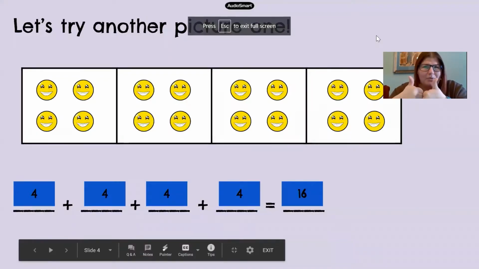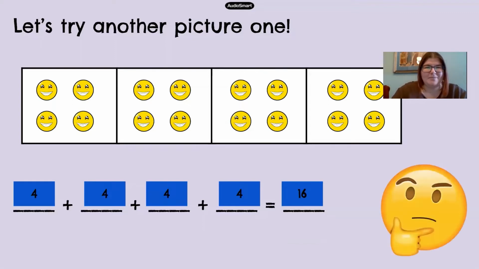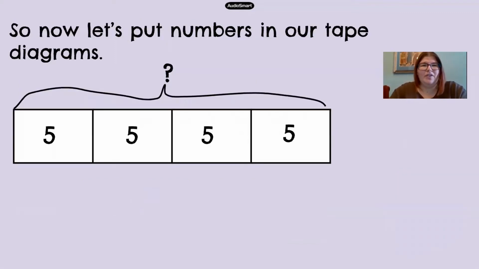So I feel like we're really good with these pictures and writing our repeated addition equations. We're going to go ahead and focus a little bit on our tape diagrams with our numbers. So now, I have a tape diagram here. I see some numbers and it's asking me up top here, a question mark. So it's asking me, what is the total amount in my tape diagram?